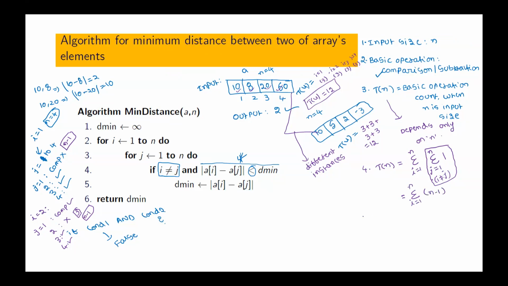Now tell me what is this value? When i equals 1, what is it? n minus 1. When i equals 2, it is again n minus 1. Every time it would be n minus 1. This is a constant.